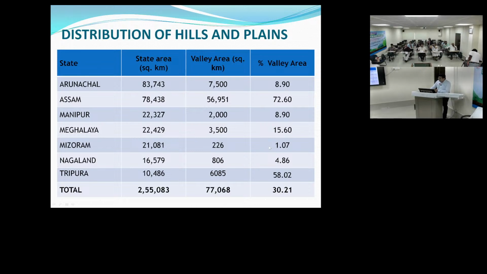Valley area is considered because for the recharge from rainfall, if the hilly slope is more than 20%, we don't consider it, because the water flows along the surface gradient. So Tripura is 58.02% valley area and Nagaland is 4.86. The distribution of valley area in the entire northeast is around 30.21 percent, and the rest, around 70% of the area, is hilly.